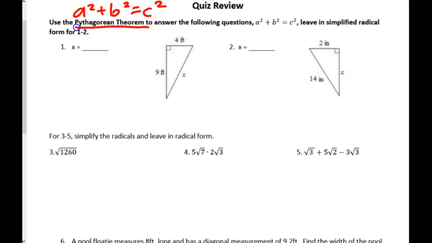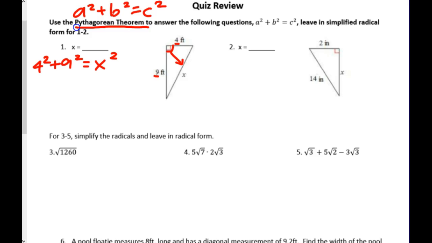Okay? Now, where are A and B always going to be on a right triangle? They're called legs, and they're next to the right angle. So here's my right angle. So 4 and 9 have to be A and B. Doesn't matter which one's which. They're just A and B. Okay? So let's write this down. 4 squared plus 9 squared equals, and my C is across from 90. It's x squared. All right?